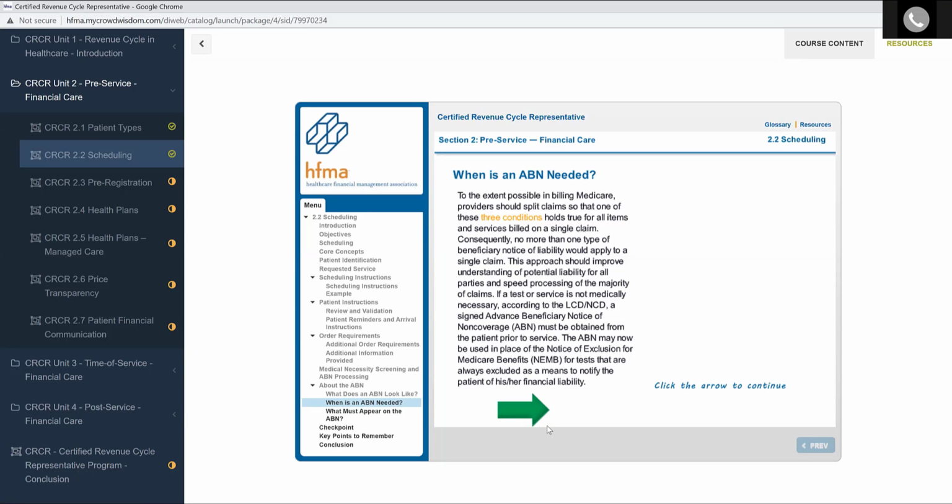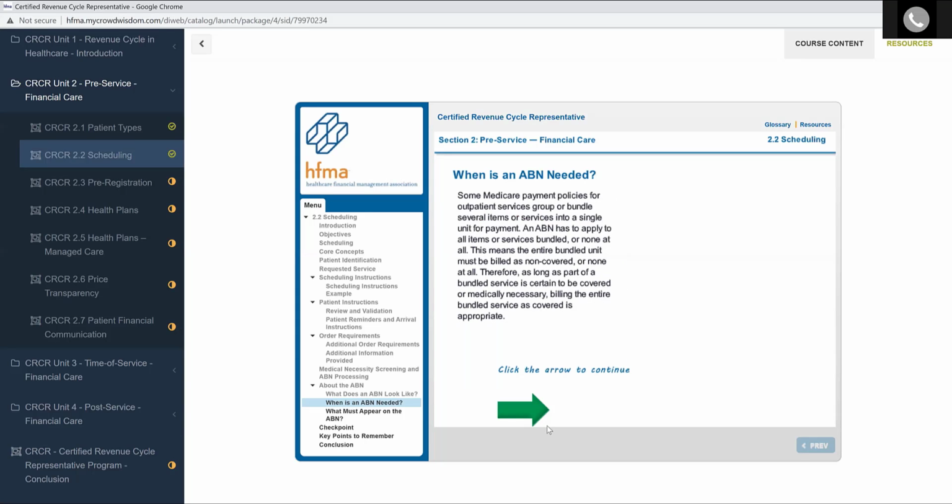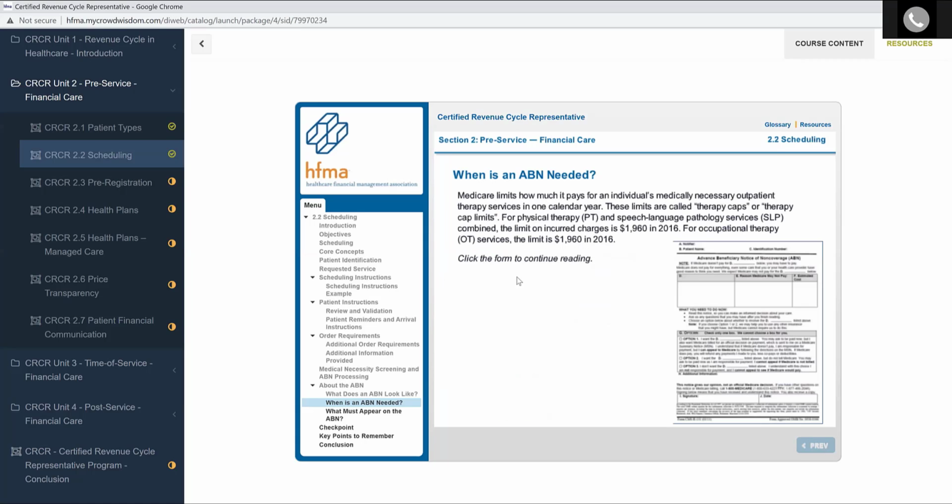To the extent possible, in billing Medicare, providers should split claims so that one of these 3 conditions holds true for all items and services billed on a single claim. That approach should improve the understanding of potential liability for all parties.